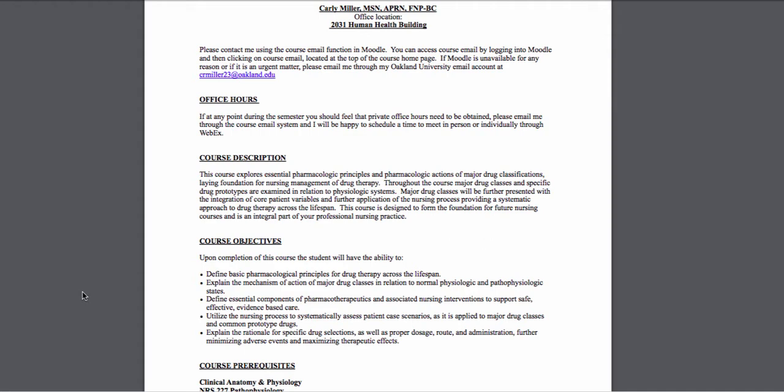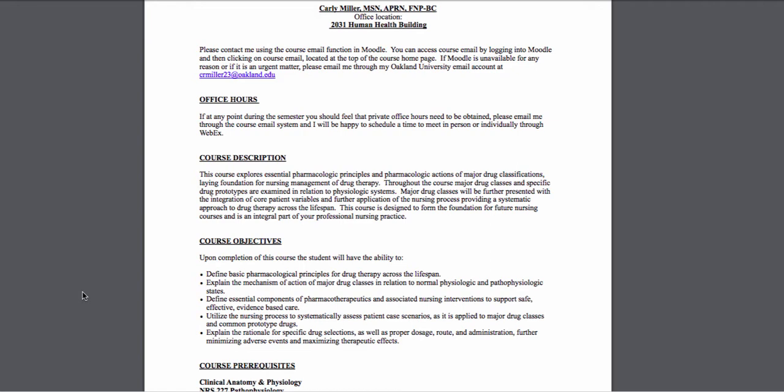Utilizing the nursing process to systematically assess patient case scenarios as it's applied to major drug classes and common drug prototypes. So we do a lot of case studies too throughout the course, and this will kind of tie it all together with pharmacology as well. Explaining the rationale for specific drug selections as well as proper dosage, route, administration, and further minimizing adverse events and maximizing therapeutic effects.